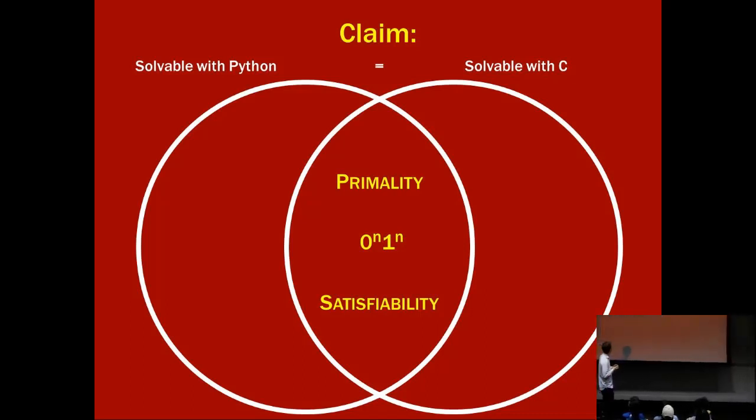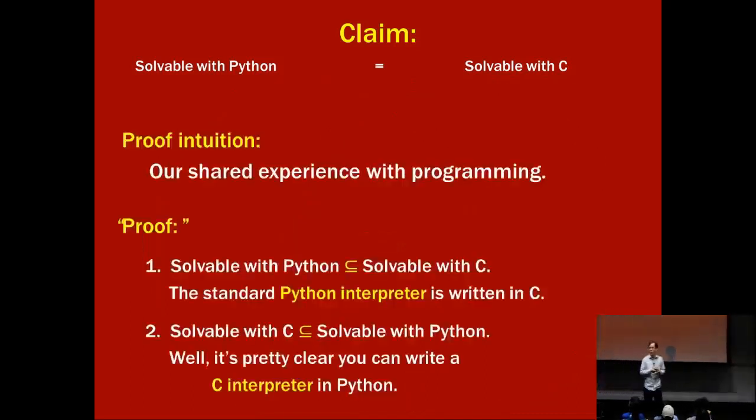So here's the intuition for this proof. Well, one intuition for it is our shared experience in programming. And I'm going to actually appeal to this a little bit throughout the class. I could just kind of say, right, there doesn't seem to be anything that you could do in Python that you couldn't write in C and vice versa.